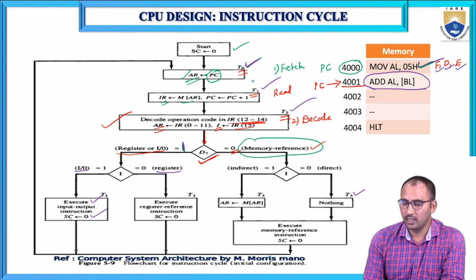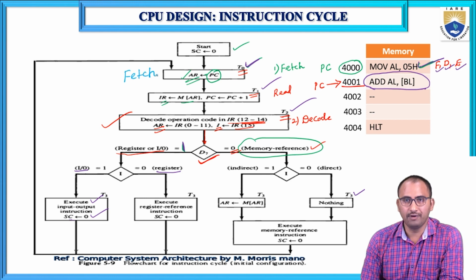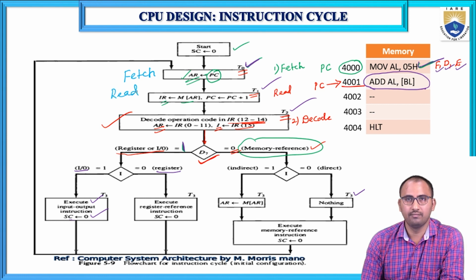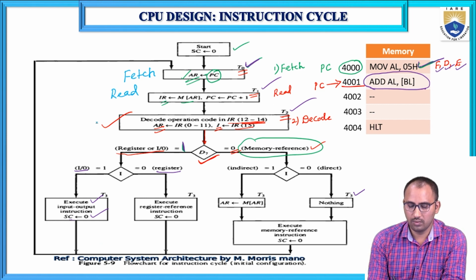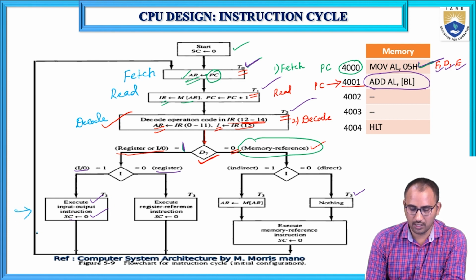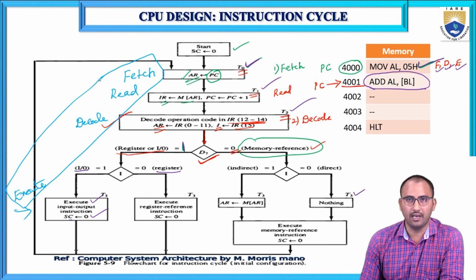So during T0, the instruction will be fetched. During T1, the instruction will be read from the memory. During T2, the instruction will be decoded. And during T3, the instruction will be executed. So these are the 4 phases of the instruction cycle.